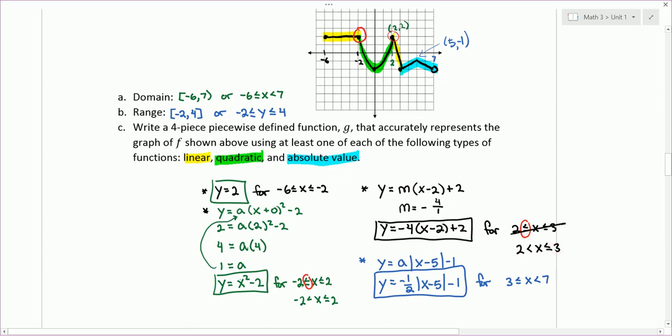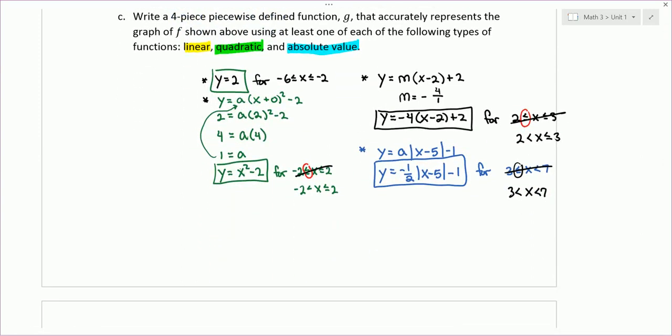I'm going to scratch out the old ones here. And then we have that issue one more time. At the 3, I'm going to let the point at 3, -2 belong to the line, not the absolute value. So I'm going to change that to 3 less than x, less than 7. And now we have the 4 equations with domains that worked well together. So let's take those 4 pieces, put them together in one function, and that's what we call our piecewise function.